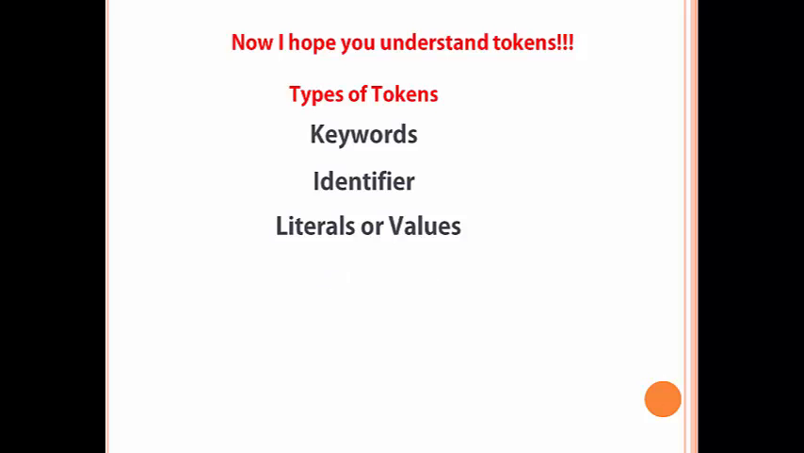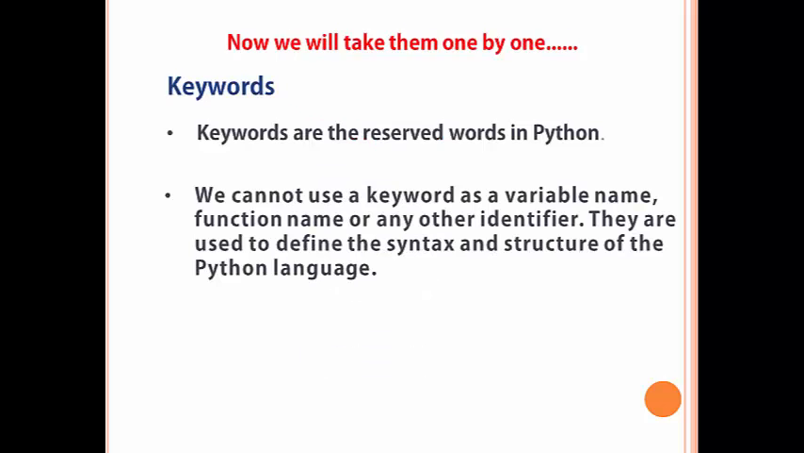These are the tokens that we are going to learn a little bit about now. The first one is your keyword. So what are keywords? Keywords are the reserved words in Python. Reserved word means these keys are identified by the interpreter, and these keys carry special meaning for the interpreter to carry out certain actions.